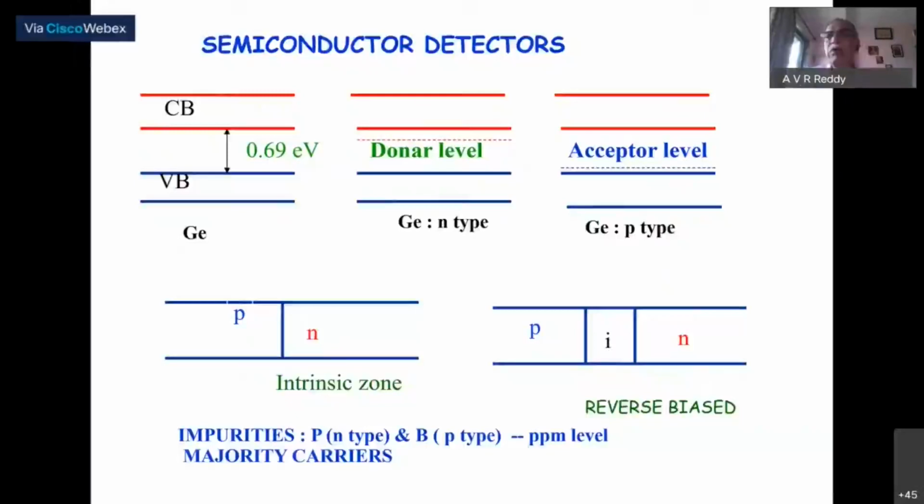And think about these two being brought in contact. Then what will happen? Apply a voltage such that electrons and holes move towards the center, get neutralized, and an intrinsic zone is produced. And this is a good material for the detector.